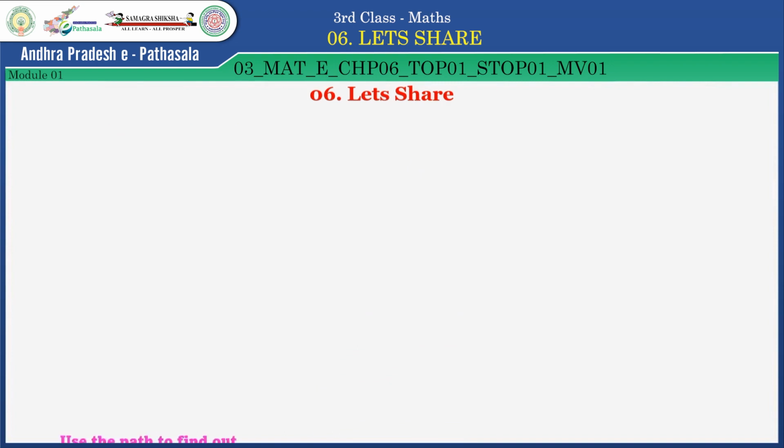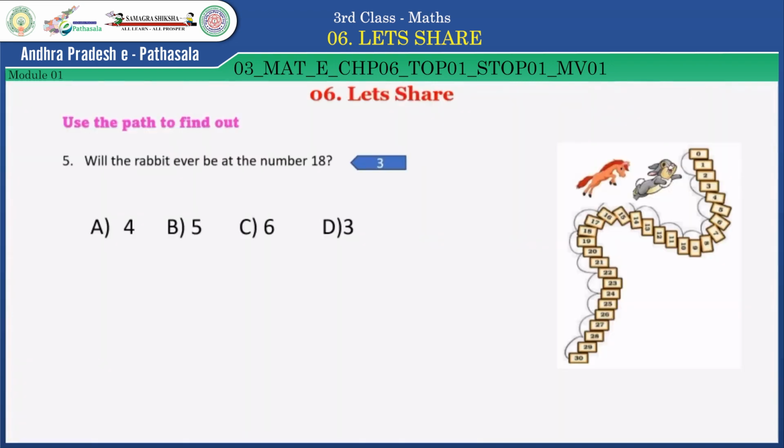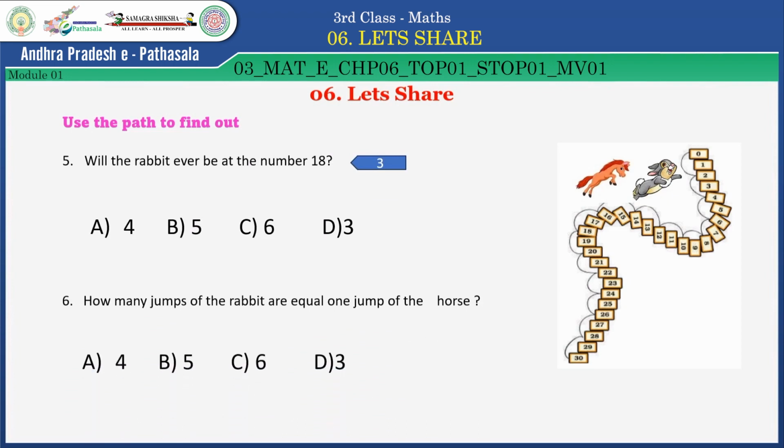The fifth question is, will the rabbit ever be at number 18? Option A is 4, option B 5, option C 6, option D 3. The answer is 3. And the sixth question is, how many jumps of the rabbit are equal to 1 jump of the horse? Option A 4, option B 5, option C 6, option D 3. The answer is 3.